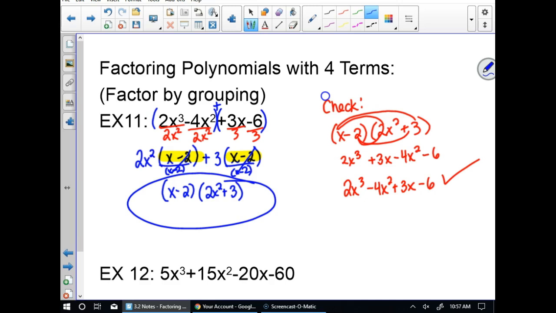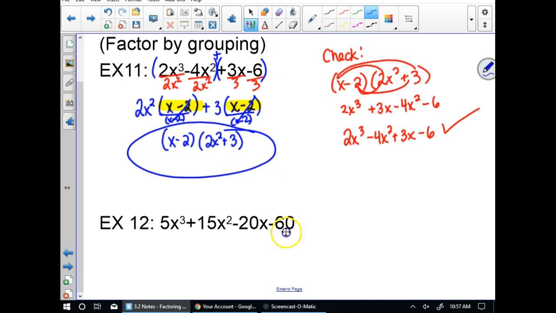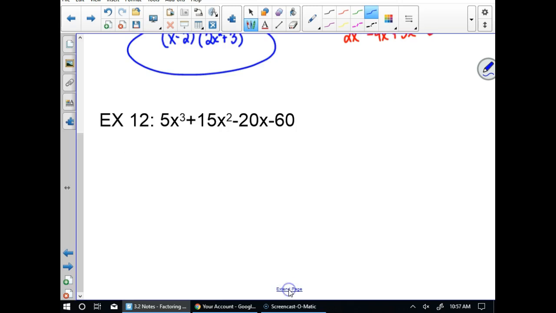Okay? All right, questions? All right, so if we look at the second one, we're going to group the first 2, group the last 2, and put a plus sign in between. Notice I put that minus right there in the parentheses. I always put a plus sign in between the 2 parentheses. That negative goes with the 20.